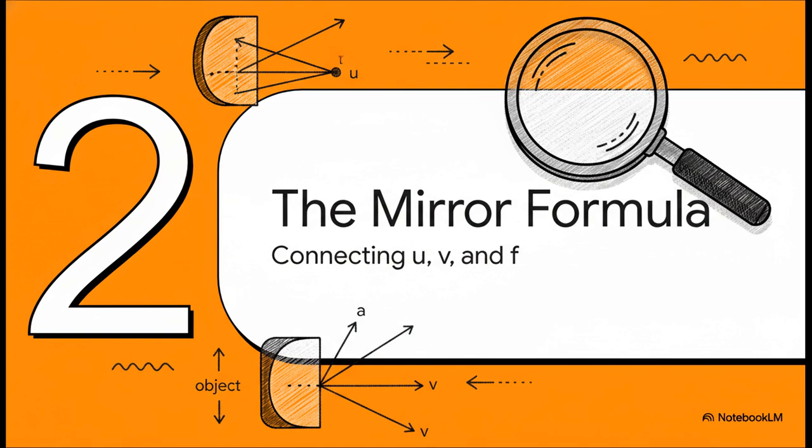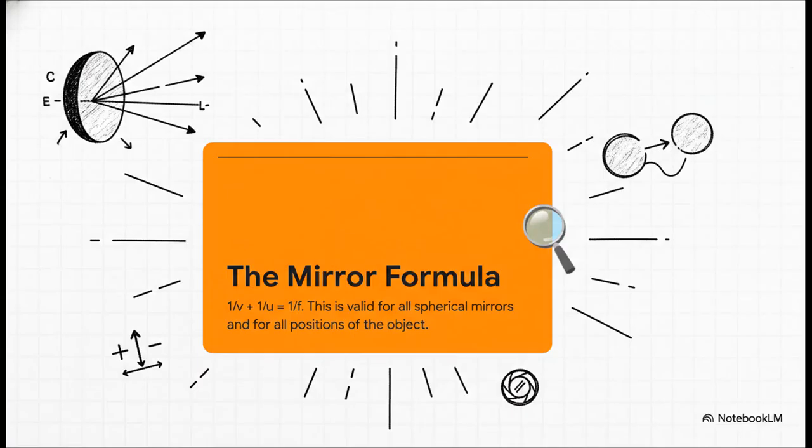All right, now that we understand the sign convention, we are finally ready for the formula itself. This is the key relationship that connects the object distance, the image distance, and the focal length all together. And here it is, 1 upon V plus 1 upon U equals 1 upon F. This is the famous mirror formula. It's a really powerful tool because it works for both concave mirrors and convex mirrors, and it doesn't matter where you place the object. But you must remember, it will only give you the correct answer if you apply the sign conventions properly when you substitute the values.